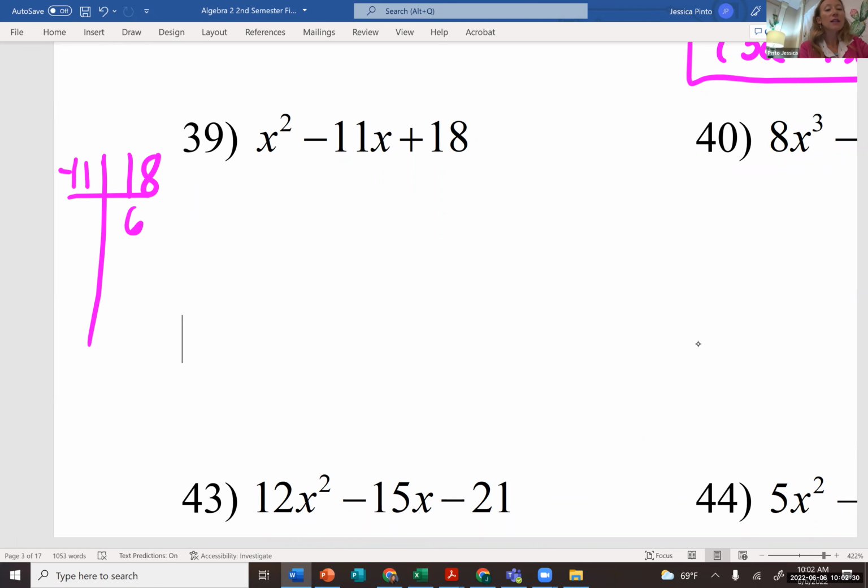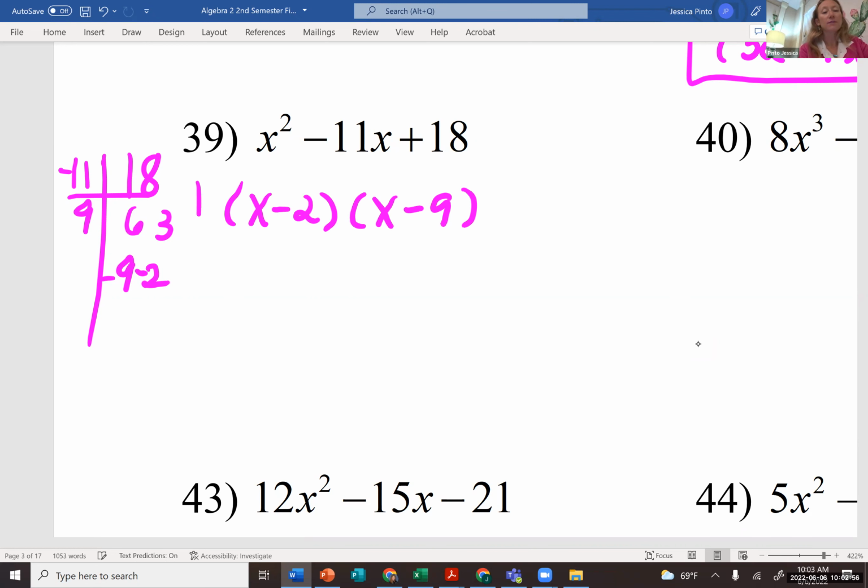So I first think of 6 and 3, and that's only going to add to 9, so that's wrong. So then I've got 9 and 2, that's going to add to 11. But 9 and 2 add to positive 11. So in order to get positive 18 and negative 11, we need both of these to be negative. So this is x minus 2 and x minus 9 in any order.